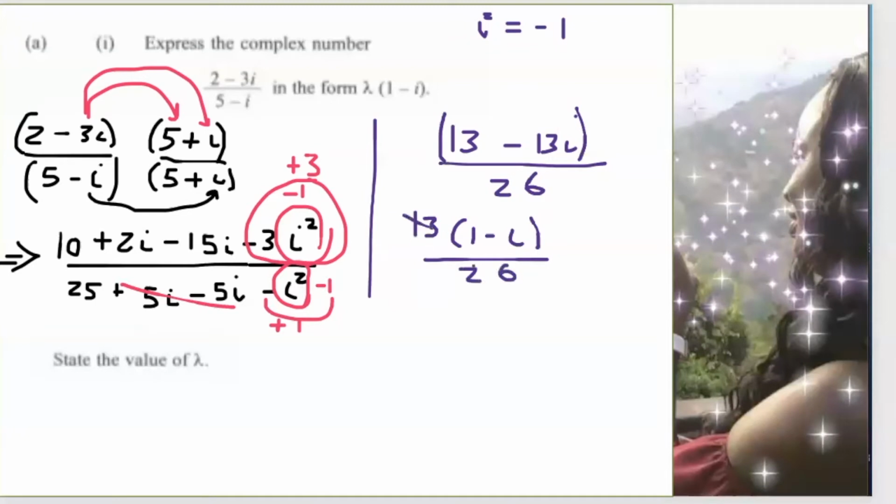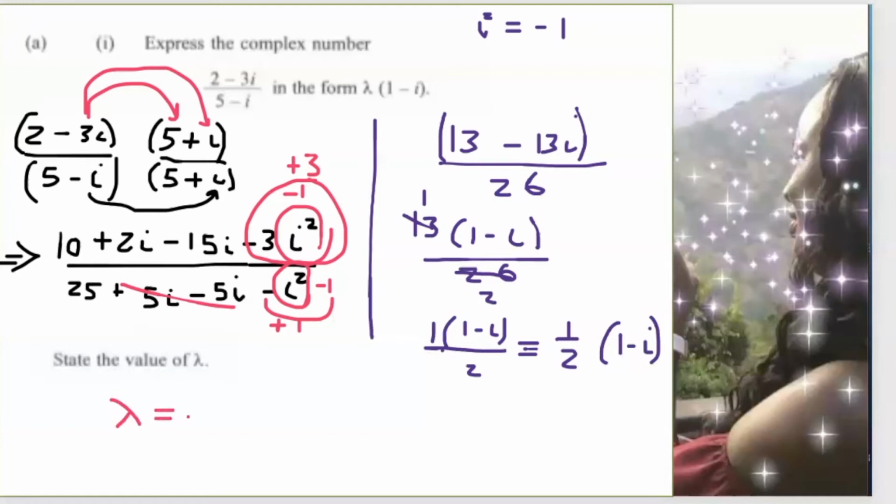Now 13 into 13 goes 1 time, and 13 into 26 goes 2 times. So reducing this, I'm going to leave the 1, and then I have my bracket 1 minus i. Then we have 2 in the denominator, and this is the same as having a half and then the bracket 1 minus i. So I'm hoping you're seeing why I left the 1, because the half represents lambda. Remember, the question asks us to write in a specific form. Lambda is the coefficient, what's in front of the bracket. So therefore, I can state the value of lambda. Lambda is a half. And that's it.